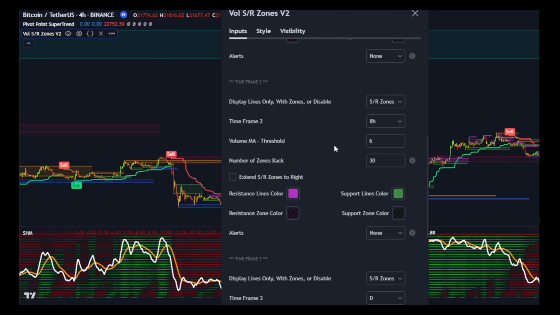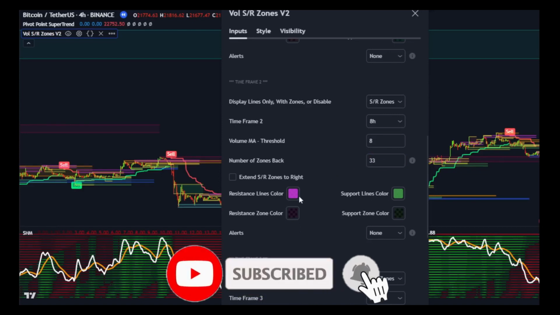And in the same way as in the first time frame, we are going to change the volume MA threshold from 6 to 8. And the number of zones back from 30 to 33. And the color will be different from time frame 1. We will choose green.